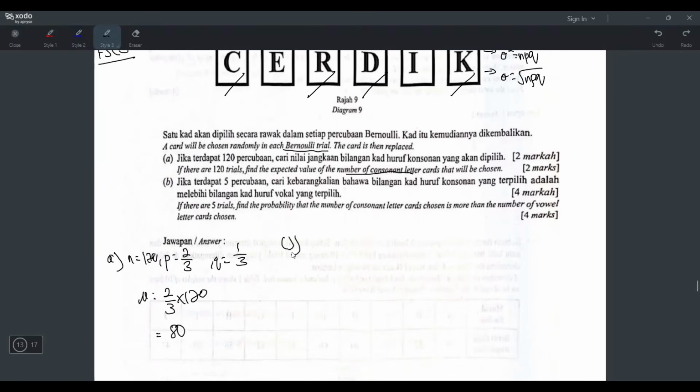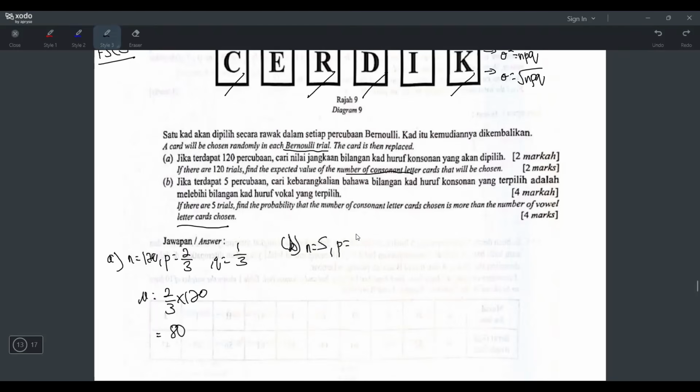Okay, let's continue. B, they say if there are 5 trials, so n is 5, because you only try 5 times. But let's see what is the probability of success. Find the probability that the number of consonant letter cards chosen is more than the number of vowel letter cards chosen. So your probability of success, will it be the same as the last question, 2 over 3? Yes or no? Yes. You can make your p the same.